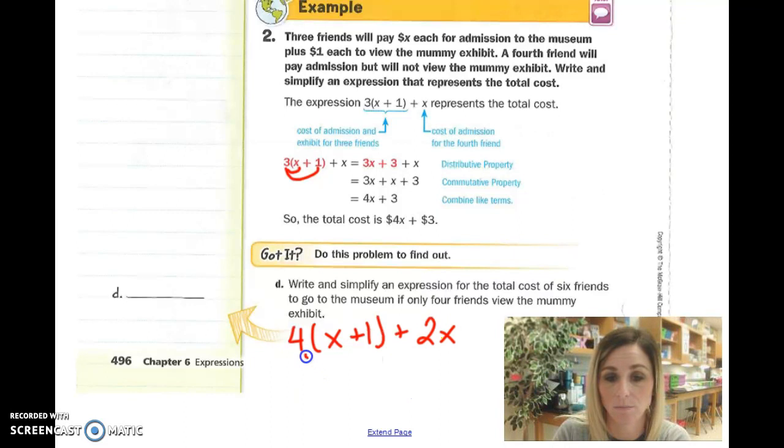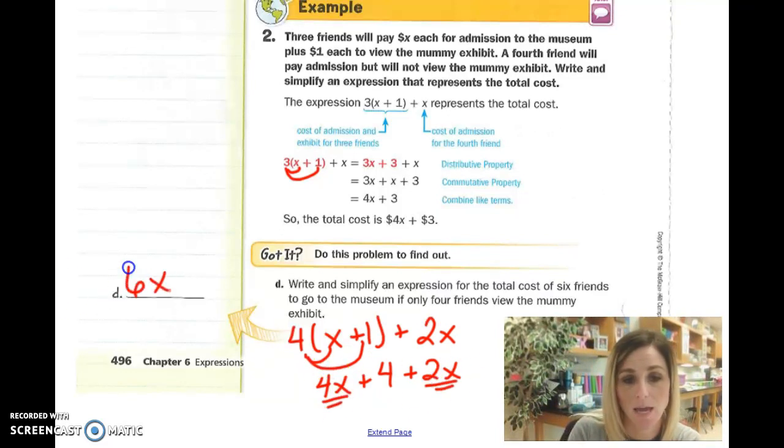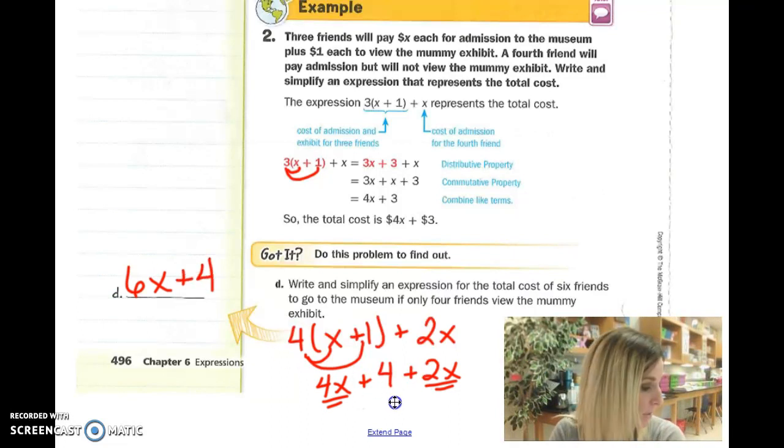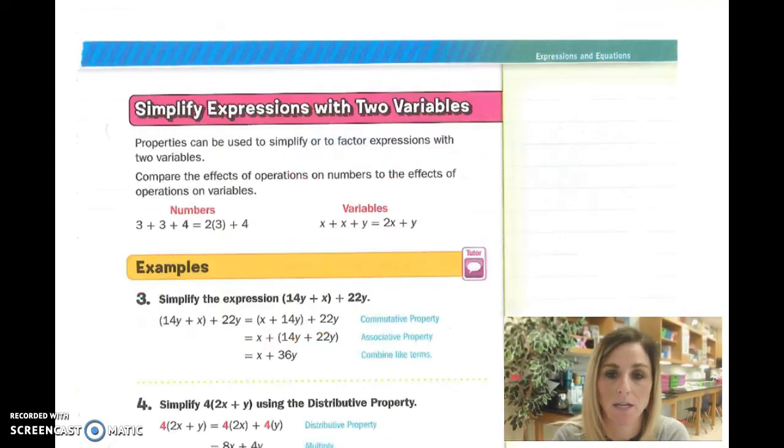When I combine my terms, and I do my 4x plus 4 times 1 is 4 plus 2x. What ones do I have in common? Like terms right here. That's going to give me 6x plus 4. So I'm adding because I'm adding right here. So 6x plus 4. All right, let's take a look at the next page.